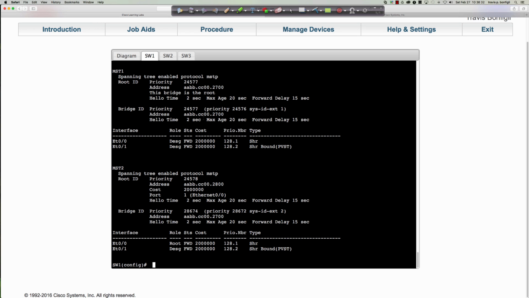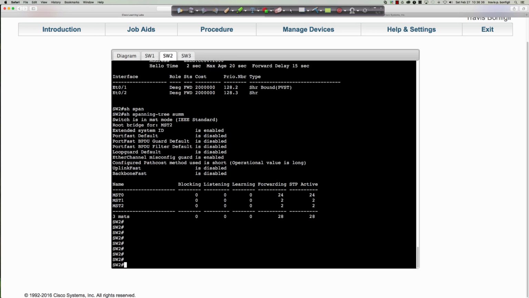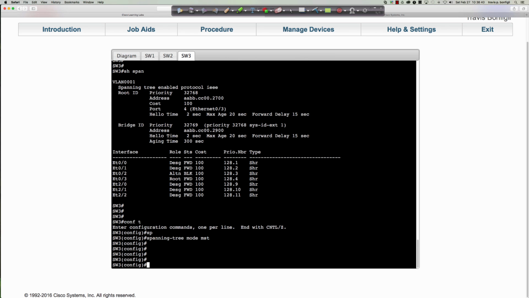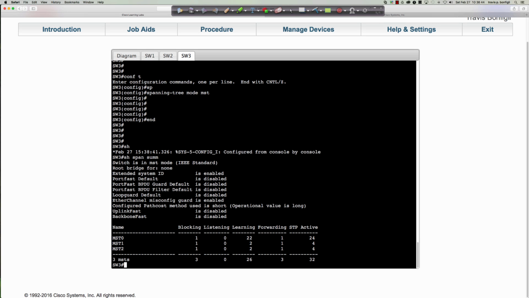Let's come over here to switch 1. Do we see anything from the debugs here? Switch 2, anything from the debugs? All right, we didn't see any debug information. So let's go ahead and say show spanning tree summary. And the switches are in MST mode, IEEE standard, right?